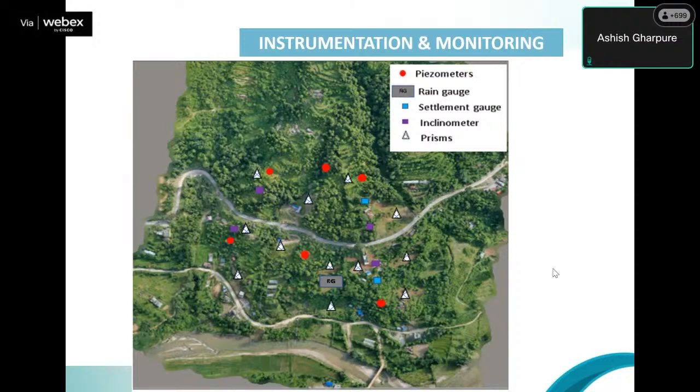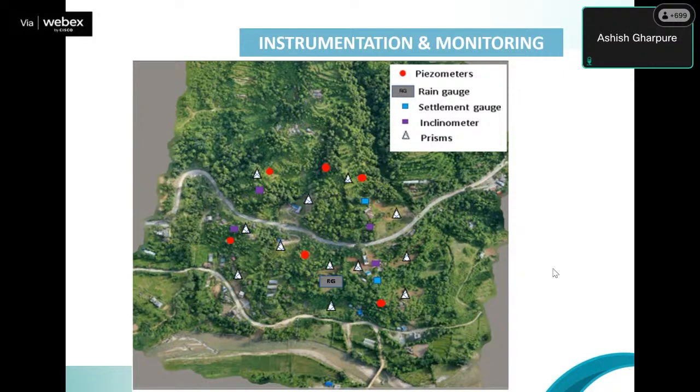For rock outcrops, we can put some prisms and do geodetic monitoring, through total station sighting or something. Automated total stations are also there. Then we can install piezometers and inclinometers, and we put them in proximity to each other so that we can relate pore water pressure to any settlements directly. And then settlement gauges at the top, and rain gauges.